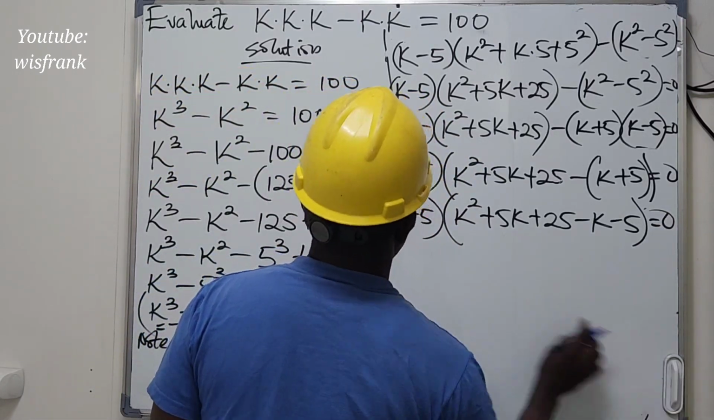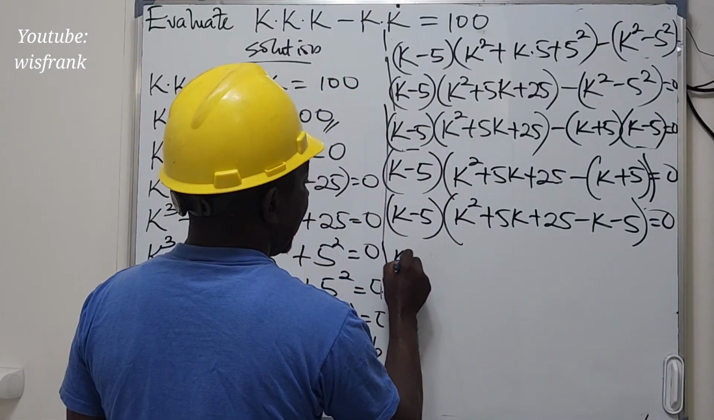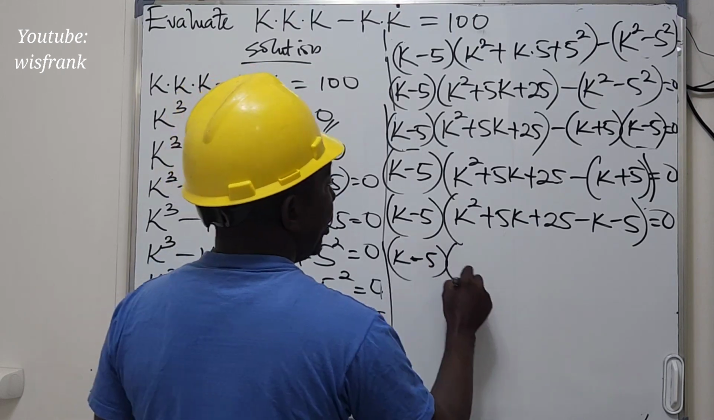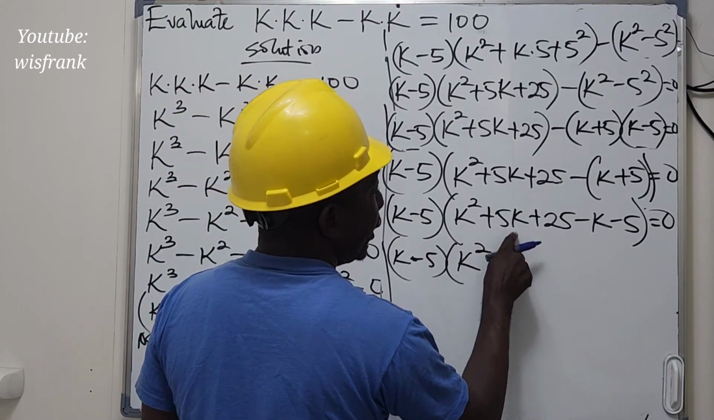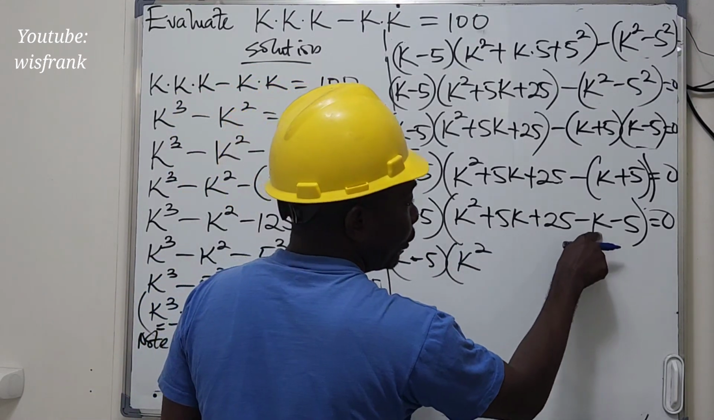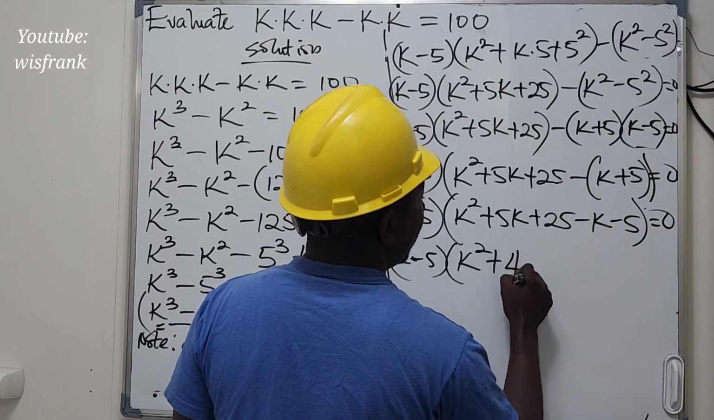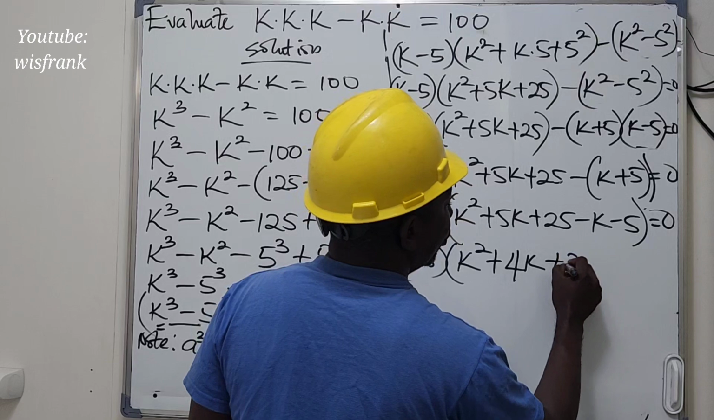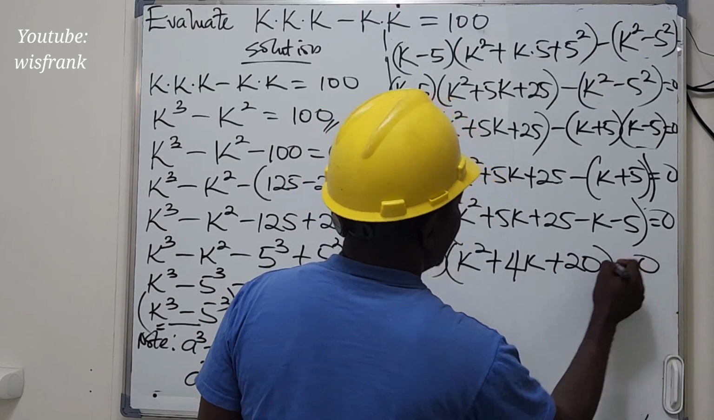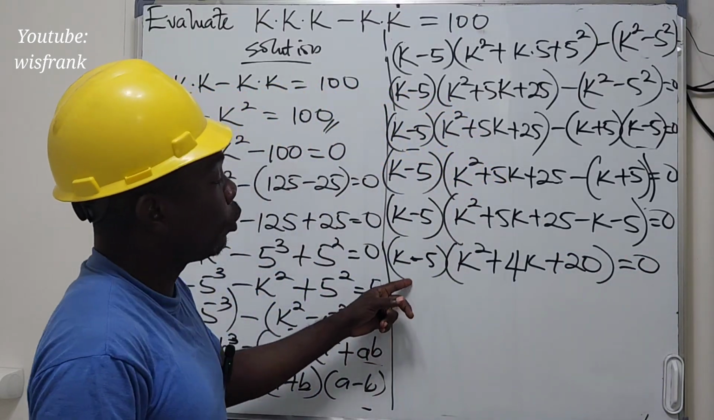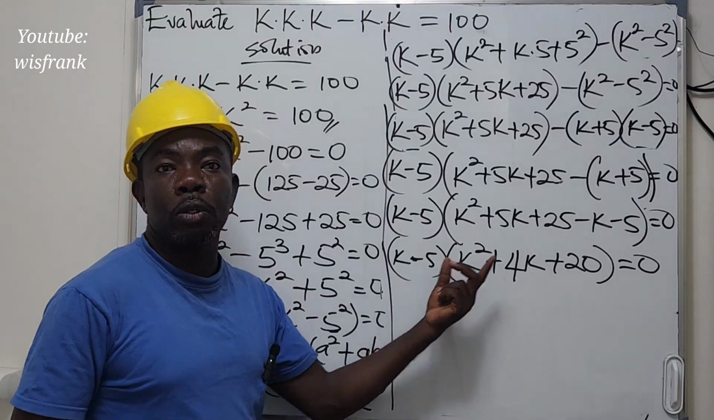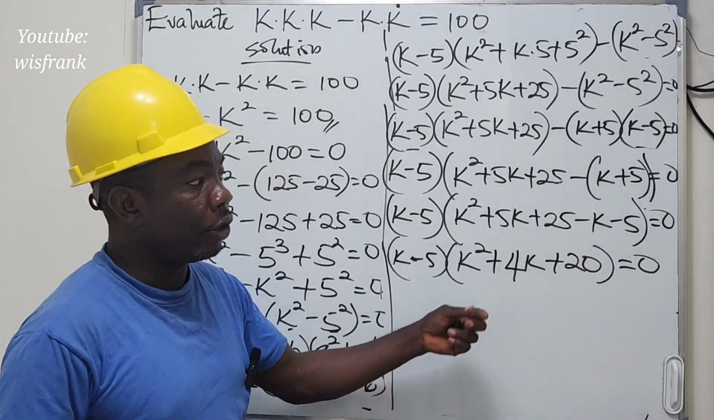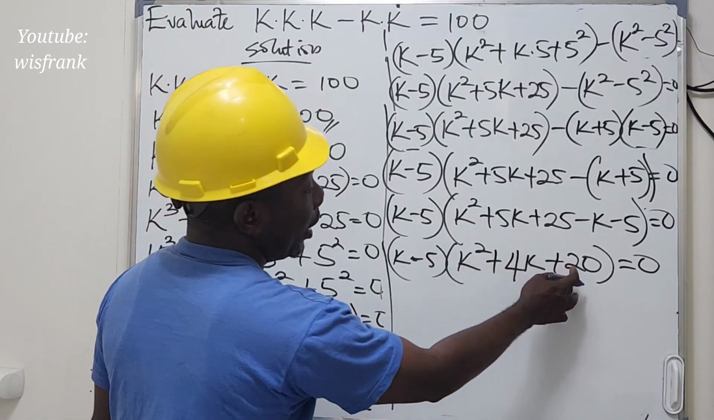So in this situation, we can rewrite this as k minus 5 into k to the power of 2. This is 5k minus k will give us plus 4k. Then we have 25 minus 5 will give us plus 20, all equals to 0. You can see that we have two parentheses here. It is either the first one equals to 0 or the second one equals to 0. So in this case, we are going to look at it one after the other.